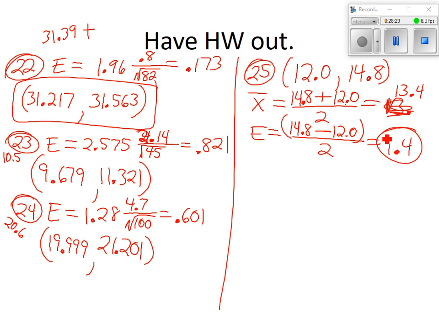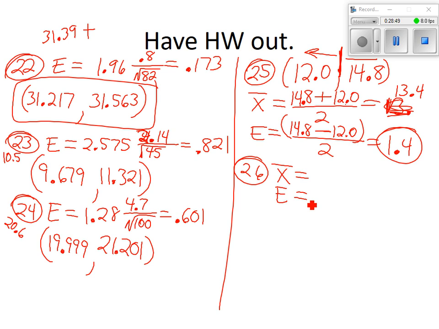Does it make sense for the margin of error to be 1.4? Yes. So if we look here, is that about 1.4 out that way, and is that one about 1.4 out that way? Yeah. 26. Do I have to write all these down, or can we just do them? Just do them on the calculator.